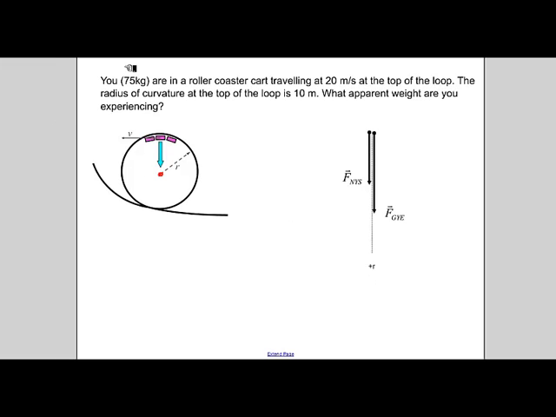Now, what I didn't include here, which I should have, is a net force that's also pointing downwards. So the net force is a combination of these two forces, and the net force is providing an acceleration in the positive R direction, and that's what's redirecting us around the circle here at the top.